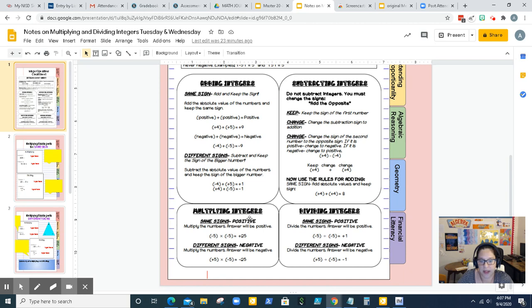So when you're multiplying integers, same sign, it's going to be a positive answer. So -5 times -5 is going to be a positive 25. Different signs, it's going to be negative. And that's the same rule for dividing. Same signs, -5 divided by -5 is a positive 1. Different signs, +5 divided by -5 is a -1.